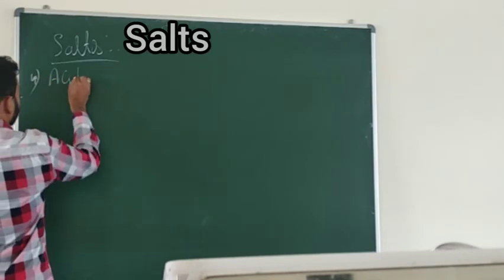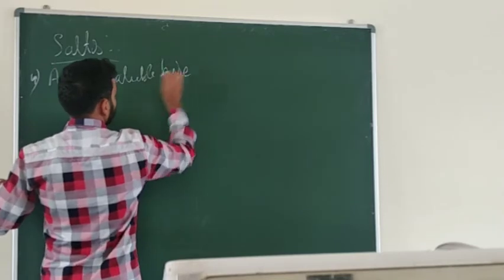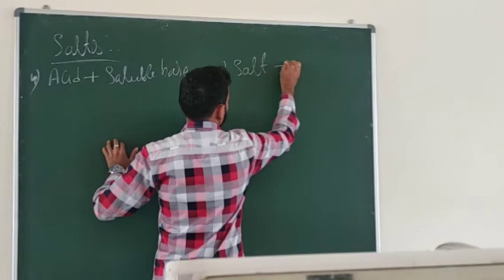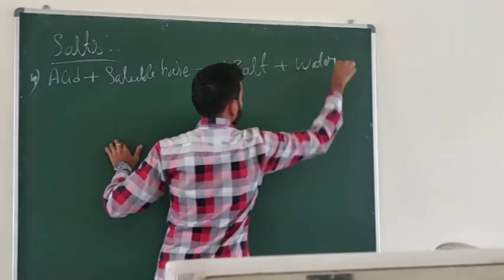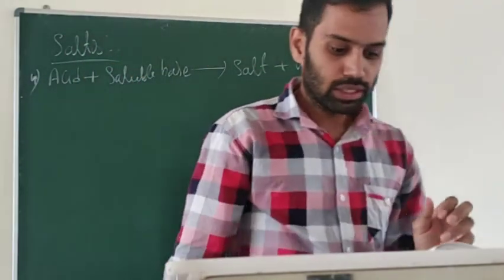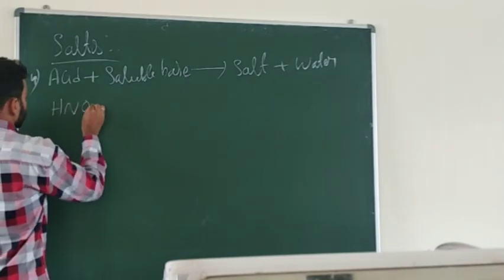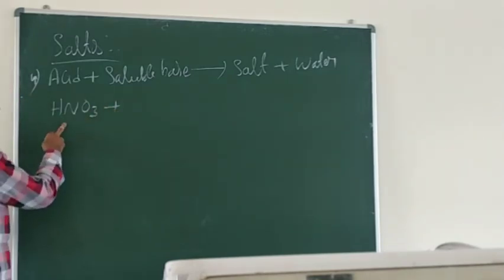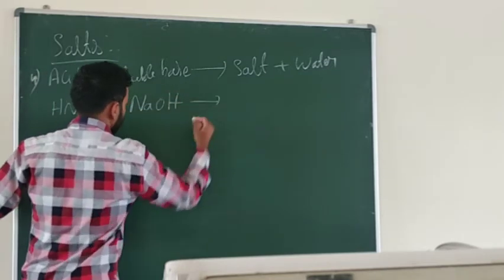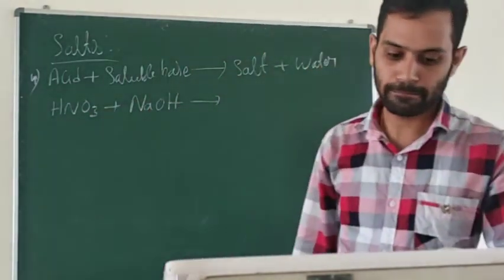Acid reacts with the soluble base. So it will form salt plus water. For example, nitric acid reacts with the NaOH. HNO3, nitric acid, reacts with the base, soluble base. So NaOH, that is the soluble base. It will form the salt. Can you guess the product? What will be the product there?